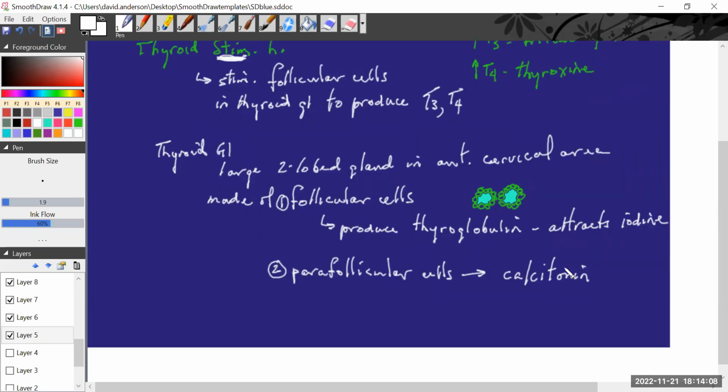Now we'll find out a little bit later that the parathyroid hormones are produced by a group of cells on the back of the thyroid gland, not in the thyroid gland proper. They're on the back of the thyroid gland. I think we talked about those already when we talked about calcium metabolism, but basically they're not part of the thyroid gland directly.